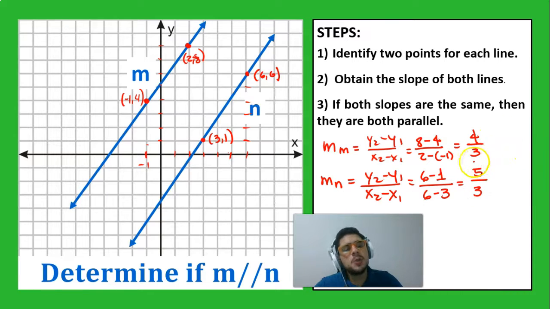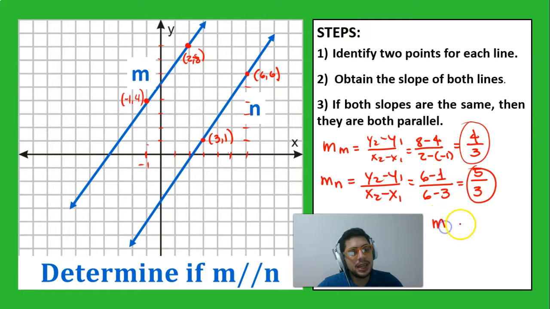So because the slopes are not exactly the same value, one is 4/3 and the other one is 5/3, the slopes are not going to be the same. Because of that, they are not parallel. So that means that M is not parallel with N. They are not parallel. And that is pretty much it for today, guys. So feel free to rewatch the video and try looking for other points, and you will see that they are not going to be parallel because the slopes are not the same.